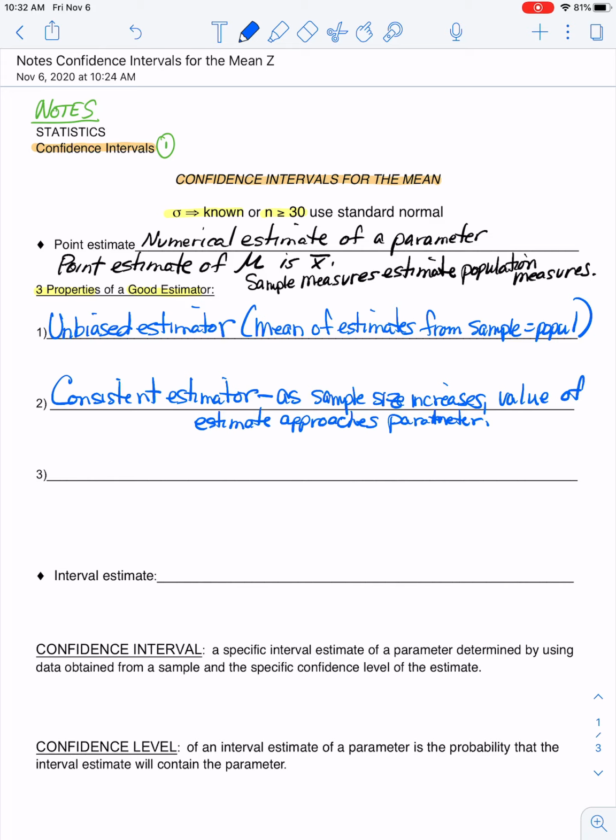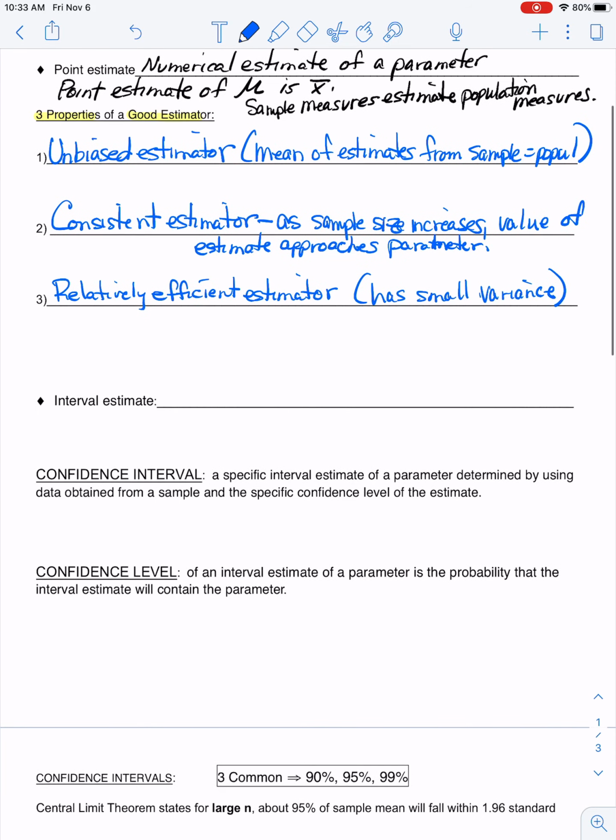And lastly, it has to be relatively efficient. Relatively efficient estimator. In other words, it has a small variance. There's a little bit of theory and rules there that we won't be getting real deep into, but I wanted to at least mention some of that stuff.